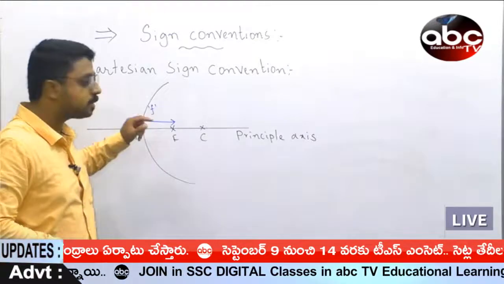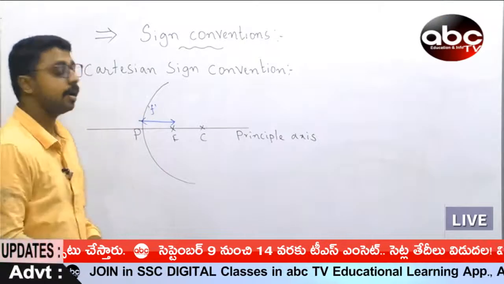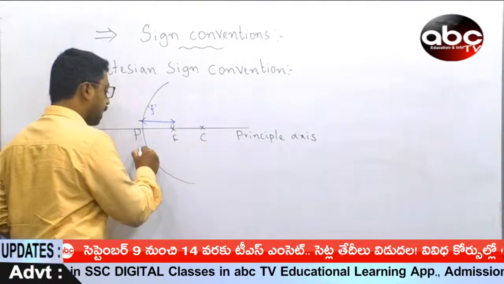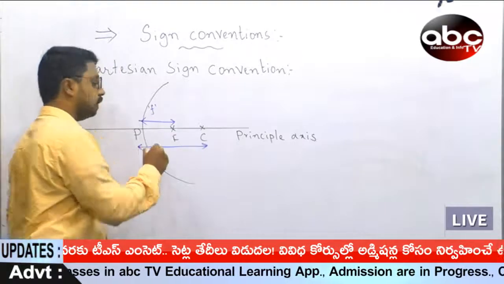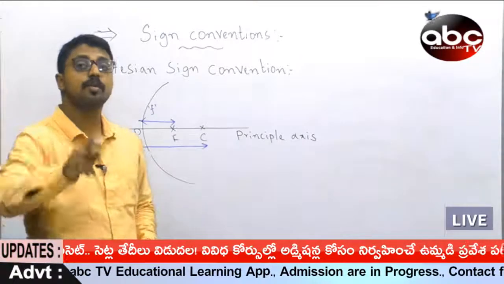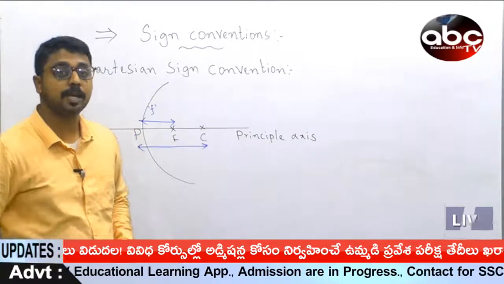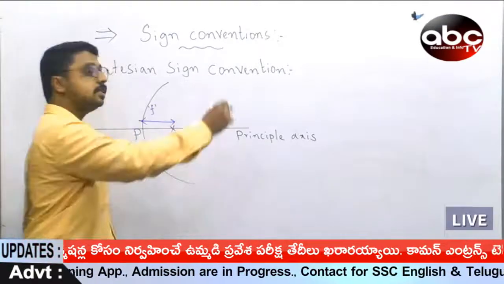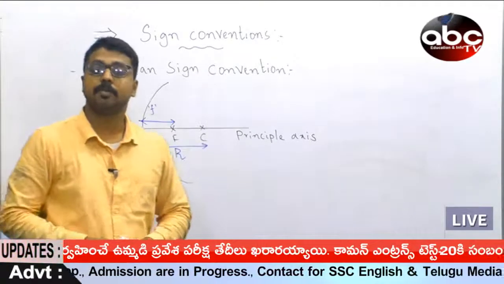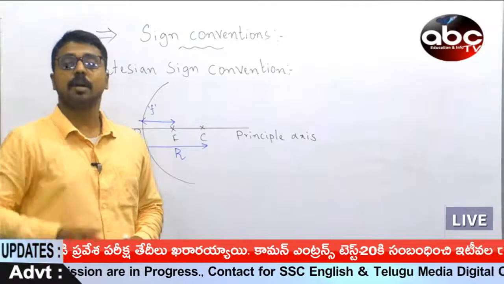This we already discussed. And one more point here: the distance between pole and center of curvature. These are also two fixed points, the pole and the center of curvature. This is referred to as the radius of curvature.